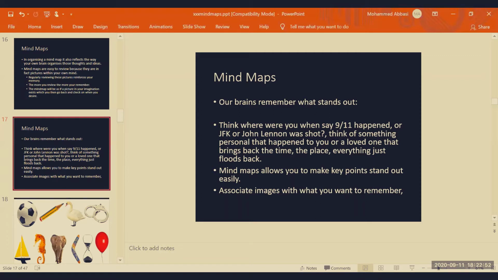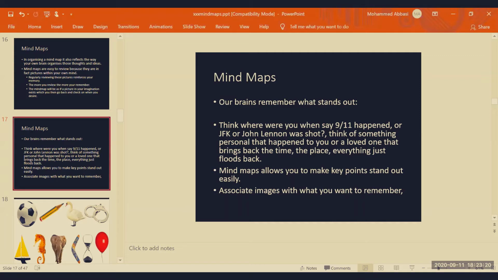So think of something personal that has happened to you or a loved one that brings back that time exactly and that place exactly. Everything floods back that is linked with that. So mind maps are like that. Mind maps allow you to make key points that stand out easily. You associate those images with what you want to remember.